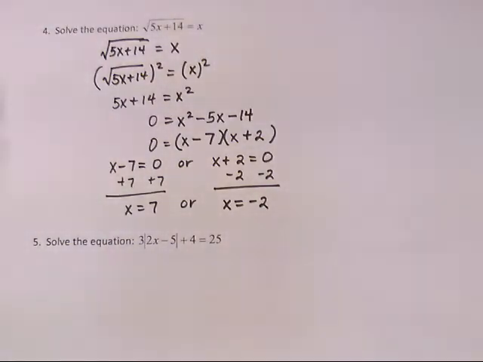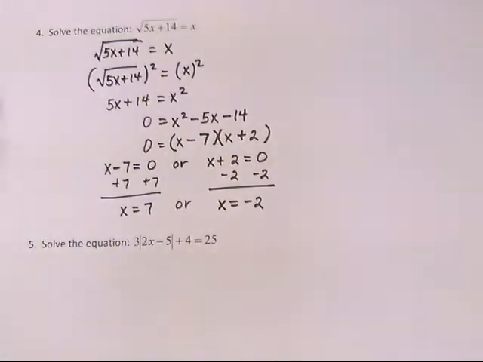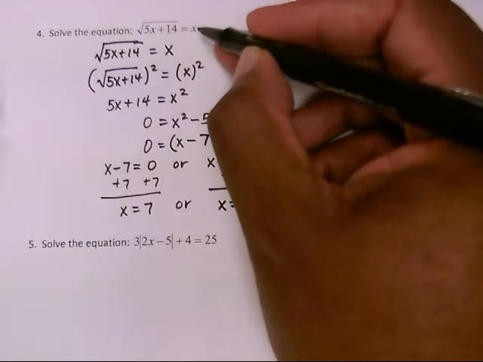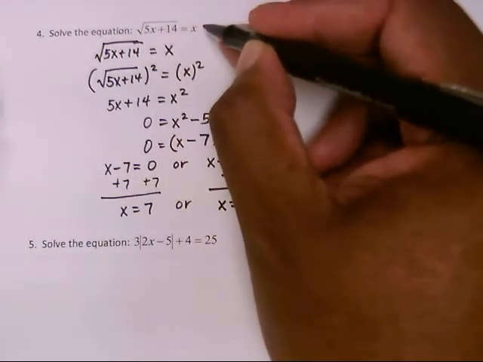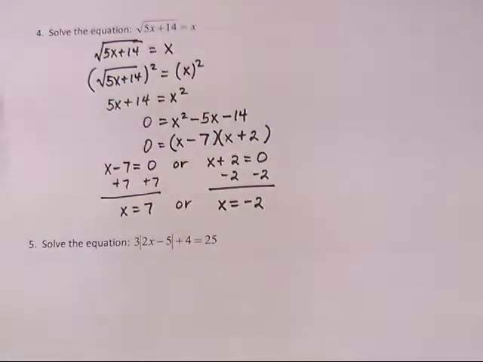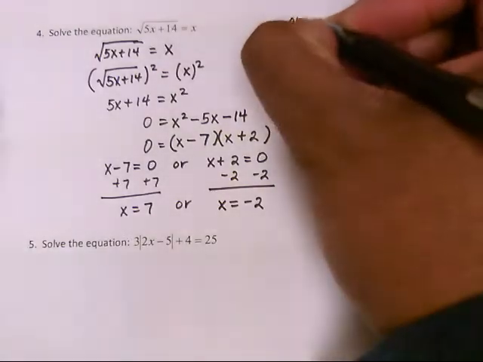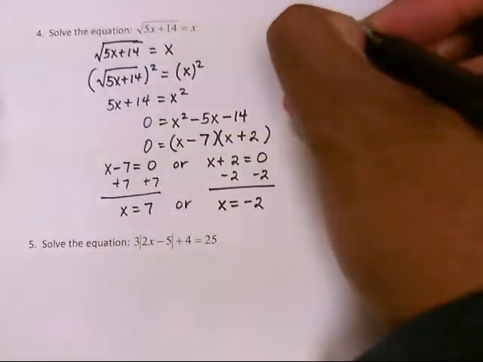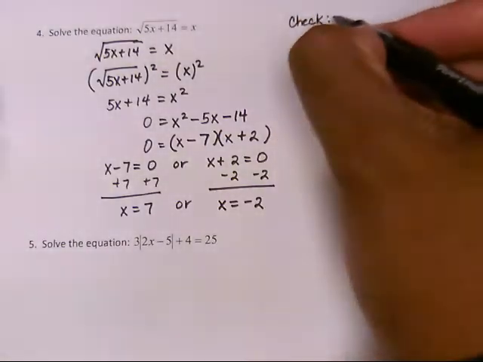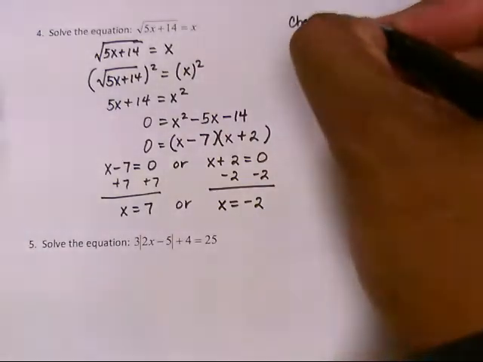But here I have to do the check because one of these could be an extraneous solution. Okay? And besides, the largest exponent in this equation is a 1. So that means there should only be one solution. So when I do the check, which you'll be required to do, I'll start with x equals 7.